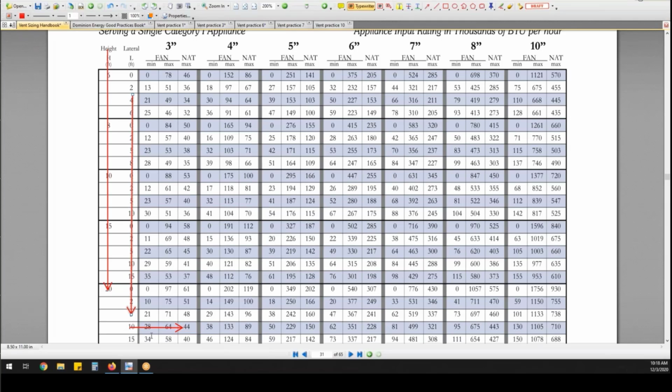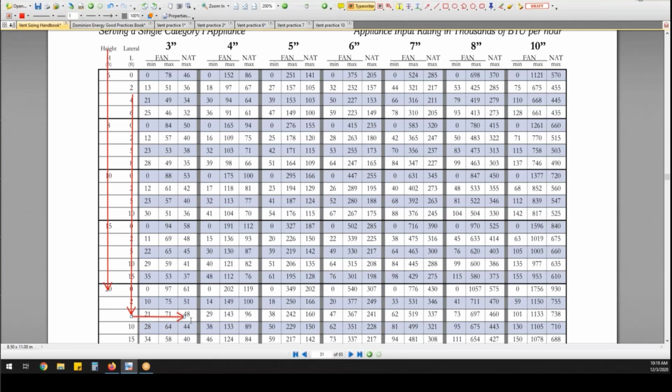And I have a fan assisted appliance that's 60,000 BTUs. So now I've got to be working off of this fan column, and I've got to fall in between the min max. But I've got 2 extra elbows in there. So I'm going to have to take a 20% reduction off of whatever I find. So I'm going to go ahead and start and see.